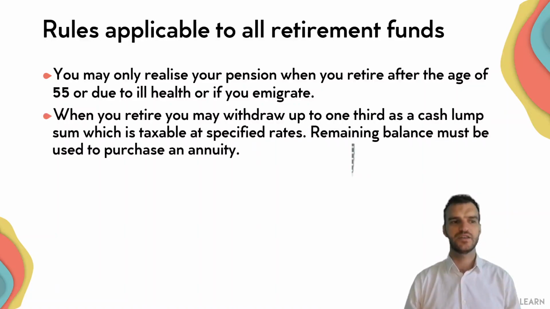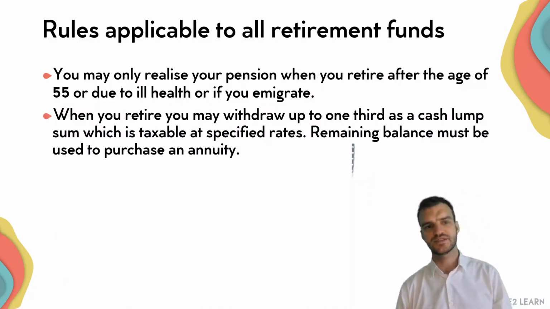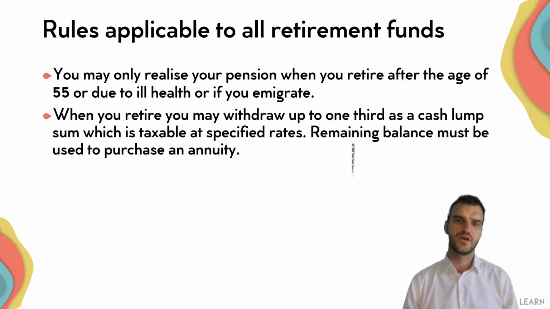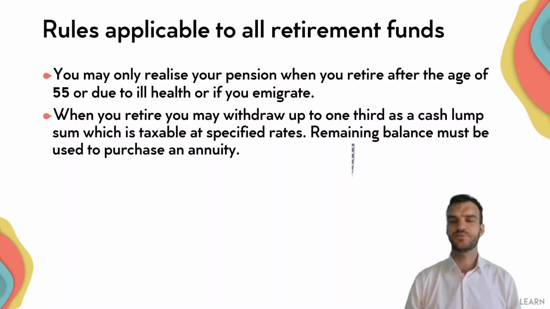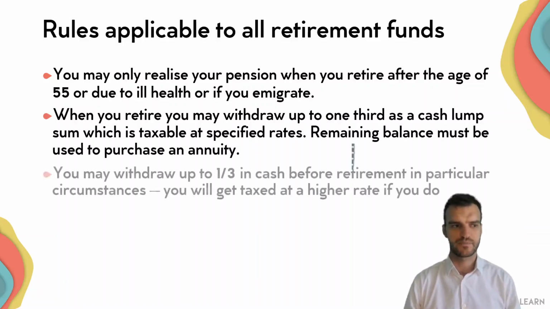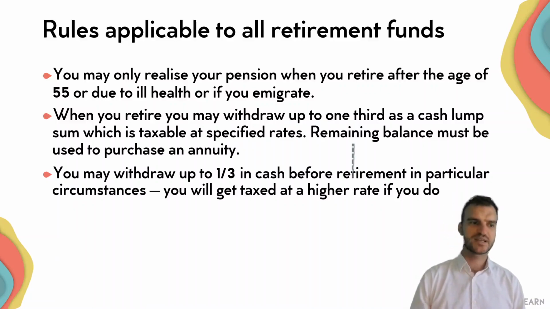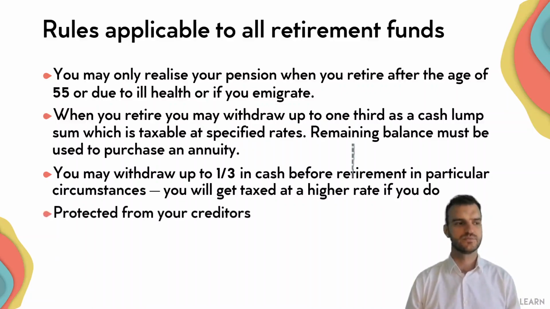When you retire, you may withdraw up to 1/3 of your pension benefits as a lump sum, which is taxable at specified rates, which you can access in the study materials. The remaining balance must be used to purchase an annuity, which then pays you an income until you pass away. You may withdraw up to 1/3 in cash before retirement in some cases, but you will get taxed at a higher rate if you do.